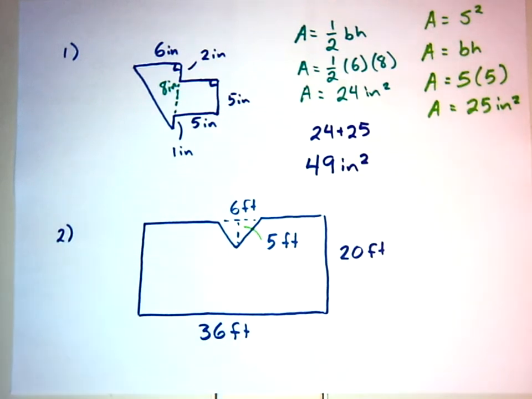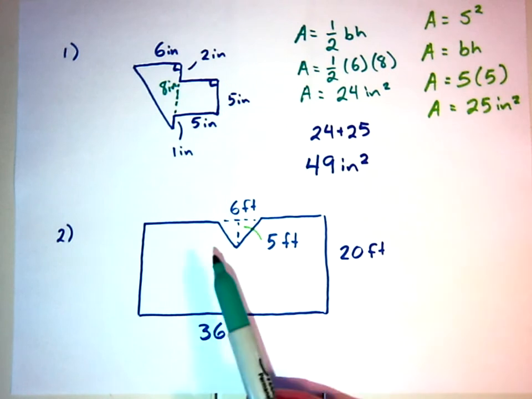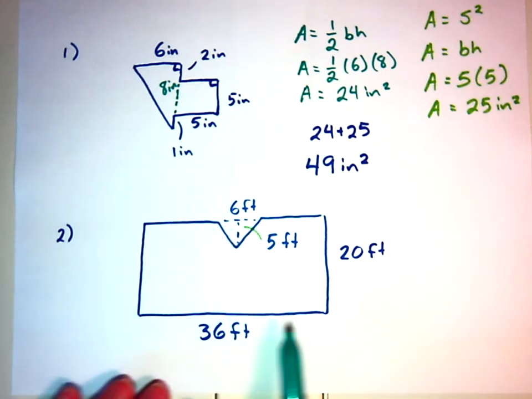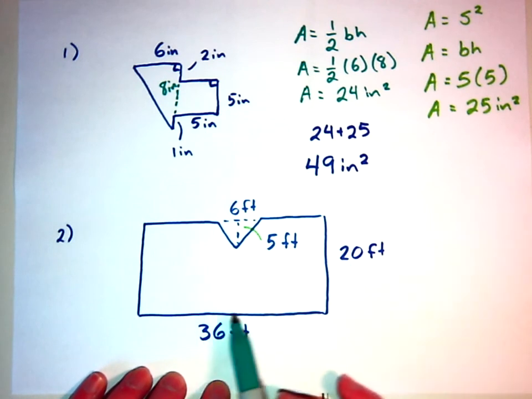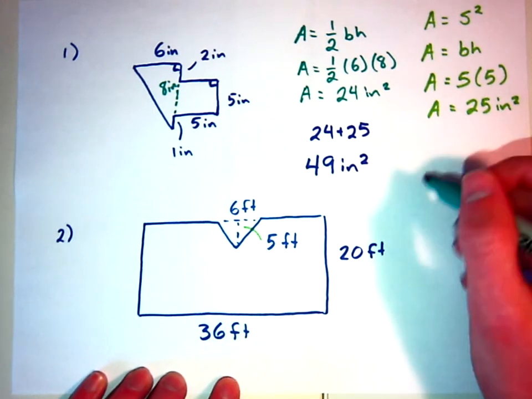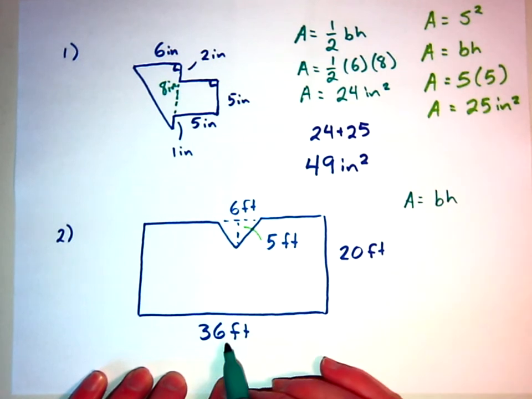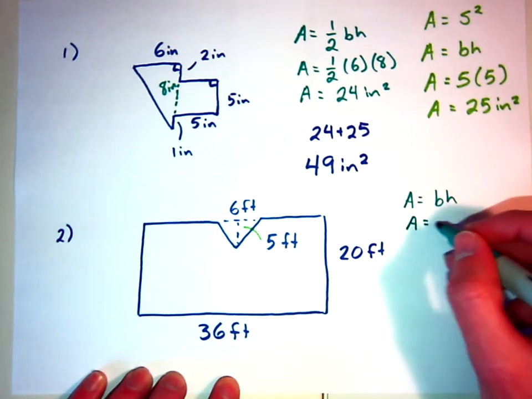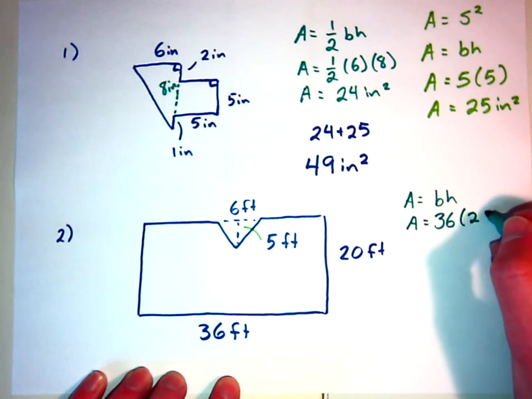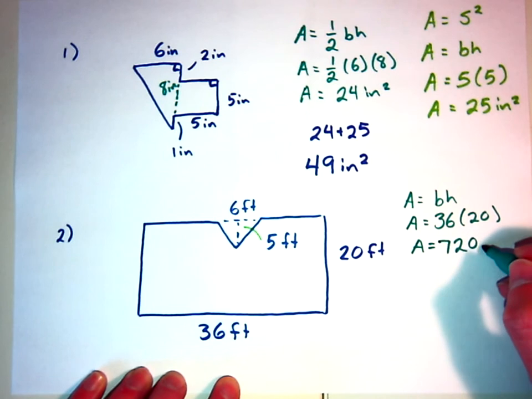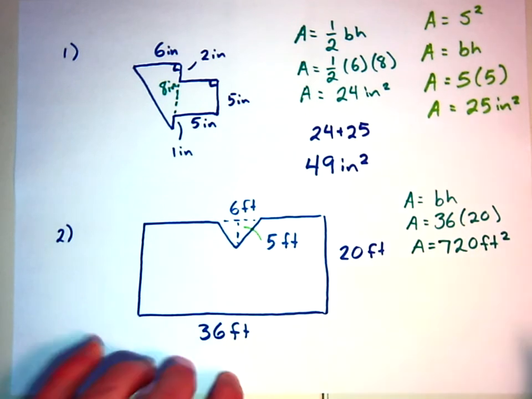All right, for this one, this is a slightly different strategy, okay? So this is, again, a slightly poorly drawn rectangle, and it's missing a chunk of it. So we're going to use a different strategy for this one. Well, I can find the area of this entire rectangle. The rectangle is a parallelogram, so I use area equals base times height. The base is 36, the height is 20. 36 multiplied by 20 is going to be 720 feet squared, since we're in feet this time.